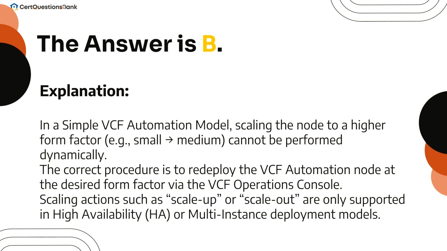In a simple VCF automation model, scaling the node to a higher form factor, for example small to medium, cannot be performed dynamically. The correct procedure is to redeploy the VCF automation node at the desired form factor via the VCF operations console. Scaling actions such as scale up or scale out are only supported in high availability (HA) or multi-instance deployment models.